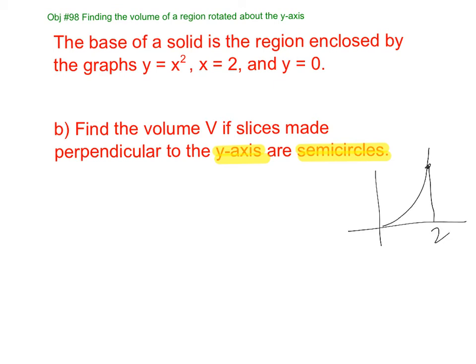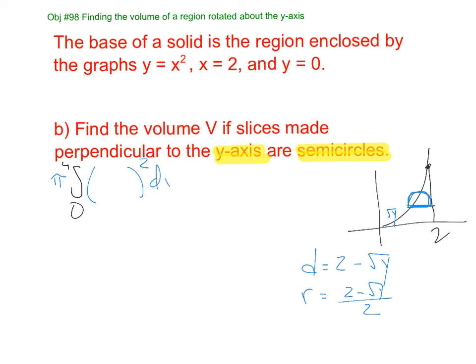I've got this region. It's still 0 to 4. So now when we're doing this in terms of y, this is my cross section, and I have semicircles. So remember, that distance is our diameter. On the side, I'm going to write my diameter is 2 minus the square root of y. This is the square root of y. So that's my diameter, which means my radius is 2 minus the square root of y all over 2. So we're going to integrate pi r squared, so 2 minus the square root of y all over 2, squared.